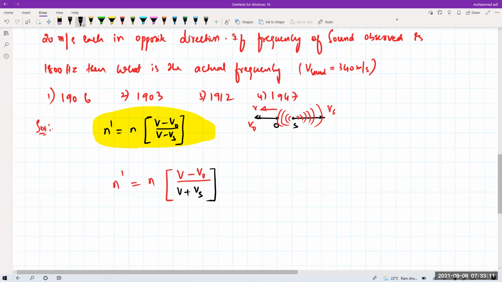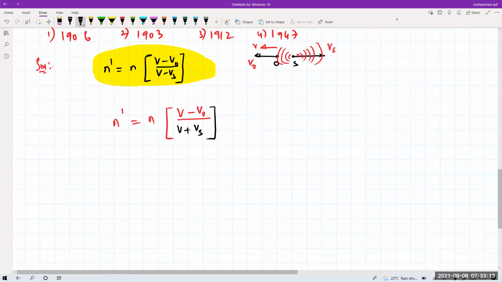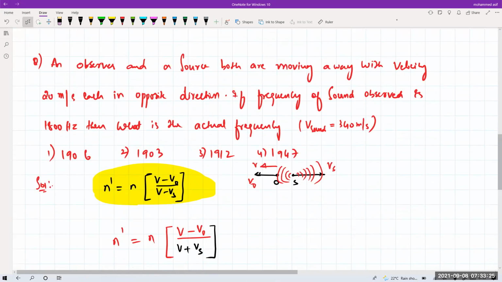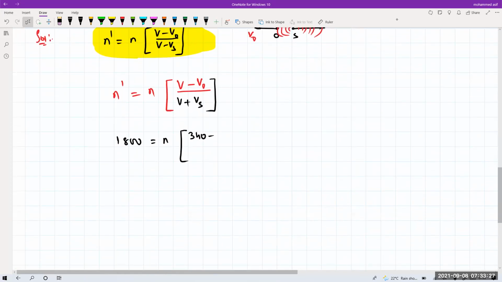So what is being asked? Actual frequency, N. N dash is given as 1800. That is equal to N into velocity of sound, which is 340. What is the velocity of the source he has given? Both are moving away with 20 meter per second. So this is minus 20 divided by 340 plus 20. See how much I'm getting for the value here.